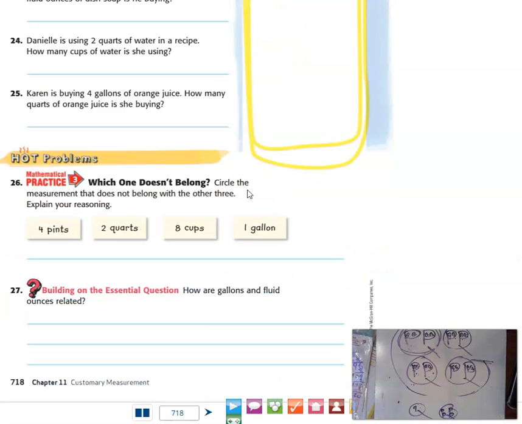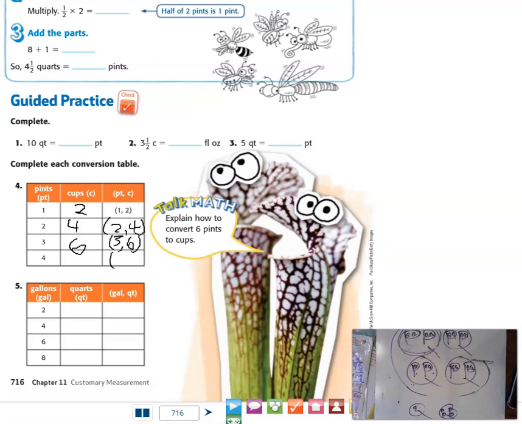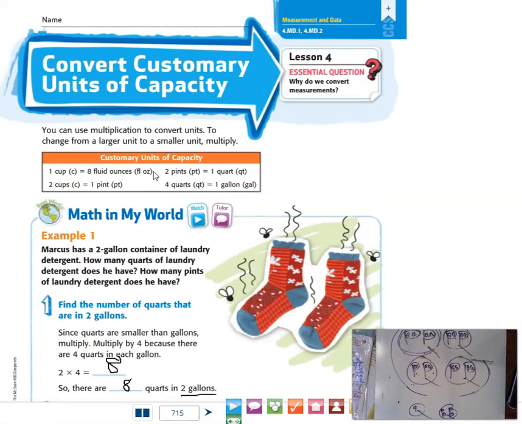Looking at this, which one is not matching up with the other ones? How are gallons and fluid ounces related? So go back. One problem that can help you is number 15. Another problem that can help you, or another place you can go to help, is your orange box on the front page.